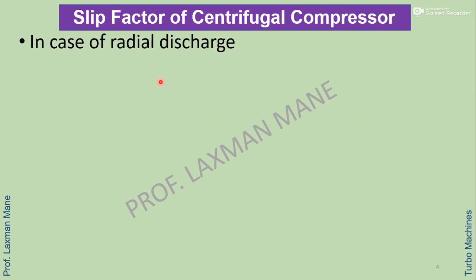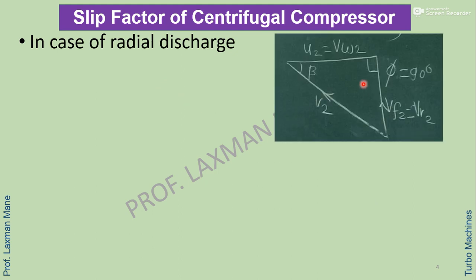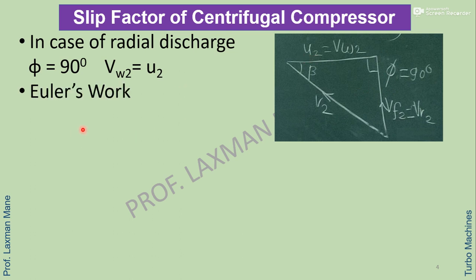In case of radial discharge, here we see from the velocity triangle diagram for the centrifugal compressor at outlet, when angle phi is equal to 90 degree, thus VW2 is equal to U2. Now Euler's work is VW2 U2, so by this relation it becomes U2 square.